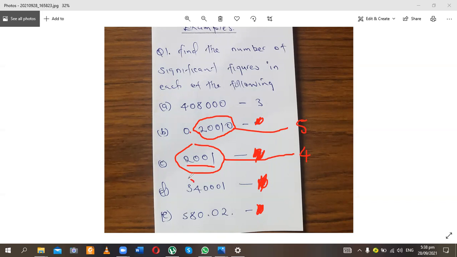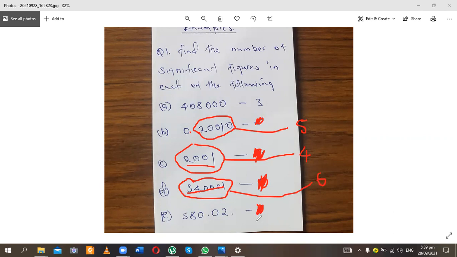This one is the same as this number here, because we have the zeros that are written before the non-zeros. So even those are going to be considered significant. So we just go and count them. There's 1, 2, 3, 4, 5, 6. So 6 of them are all significant.